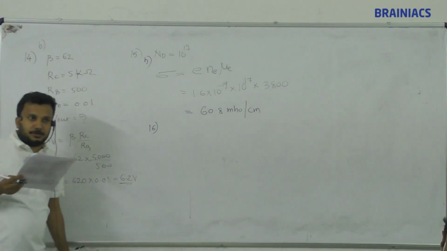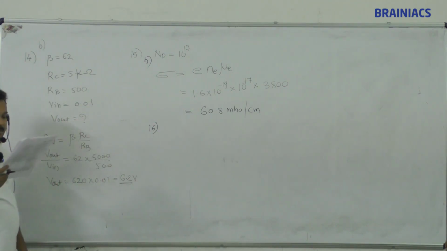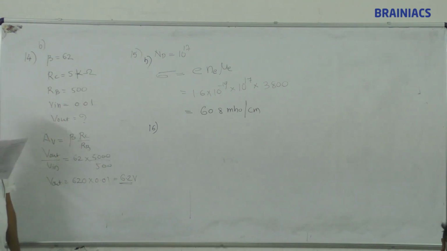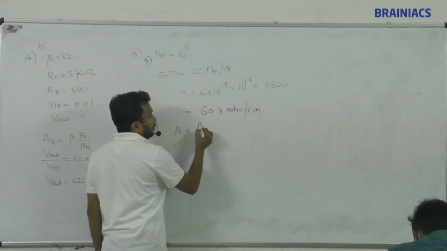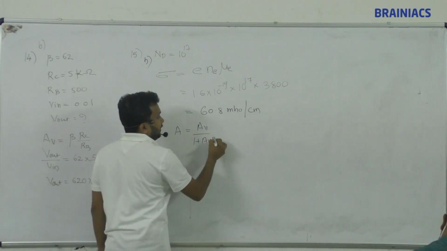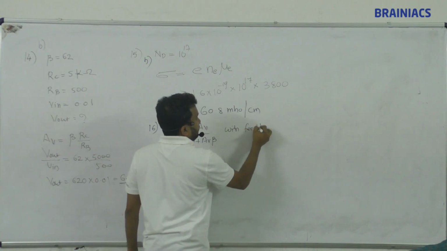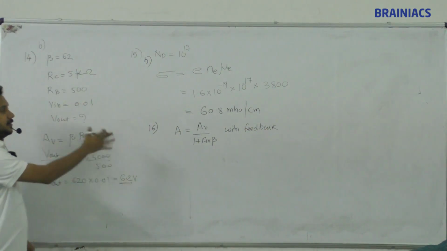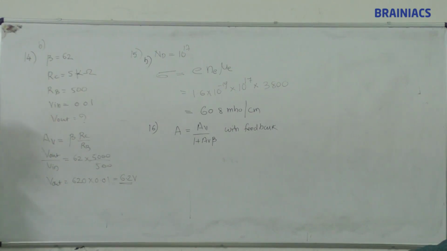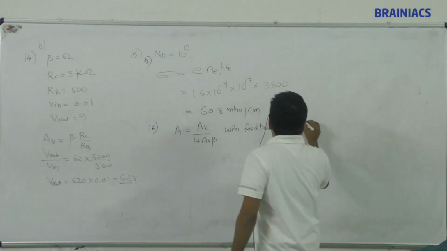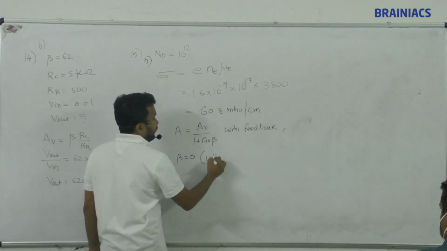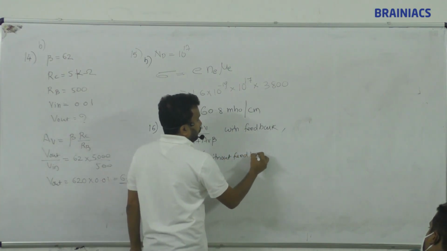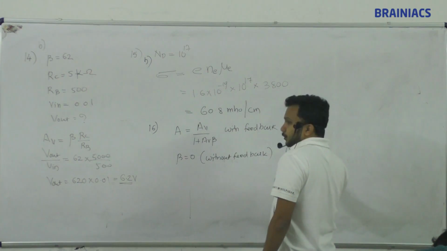Okay, we'll go to the next question. Voltage gain of an amplifier with a 9% negative feedback. Voltage gain without feedback. So voltage gain with the feedback is A equal to AV divided by 1 plus AV beta. Feedback is beta. Without feedback, beta equal to 0, so A equal to AV.